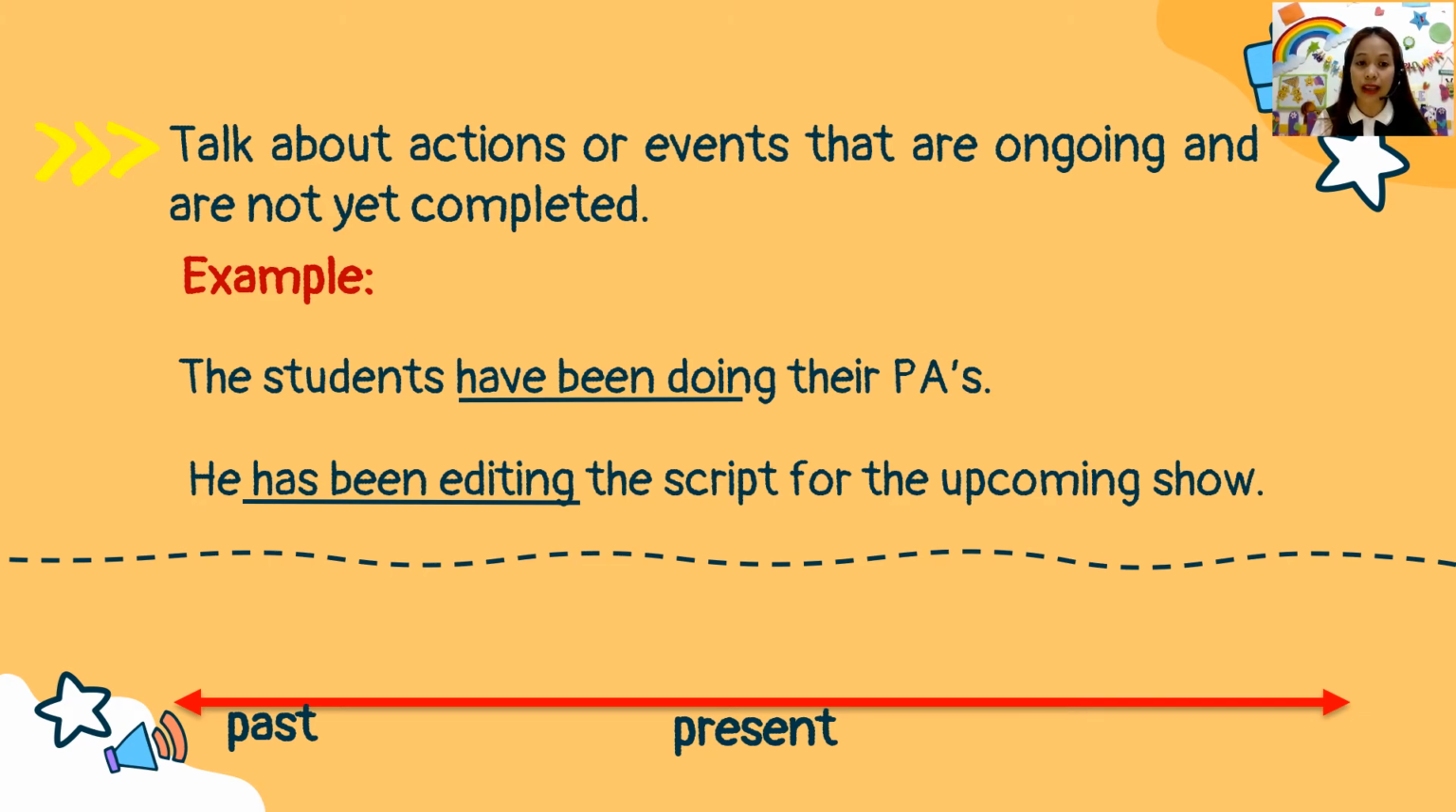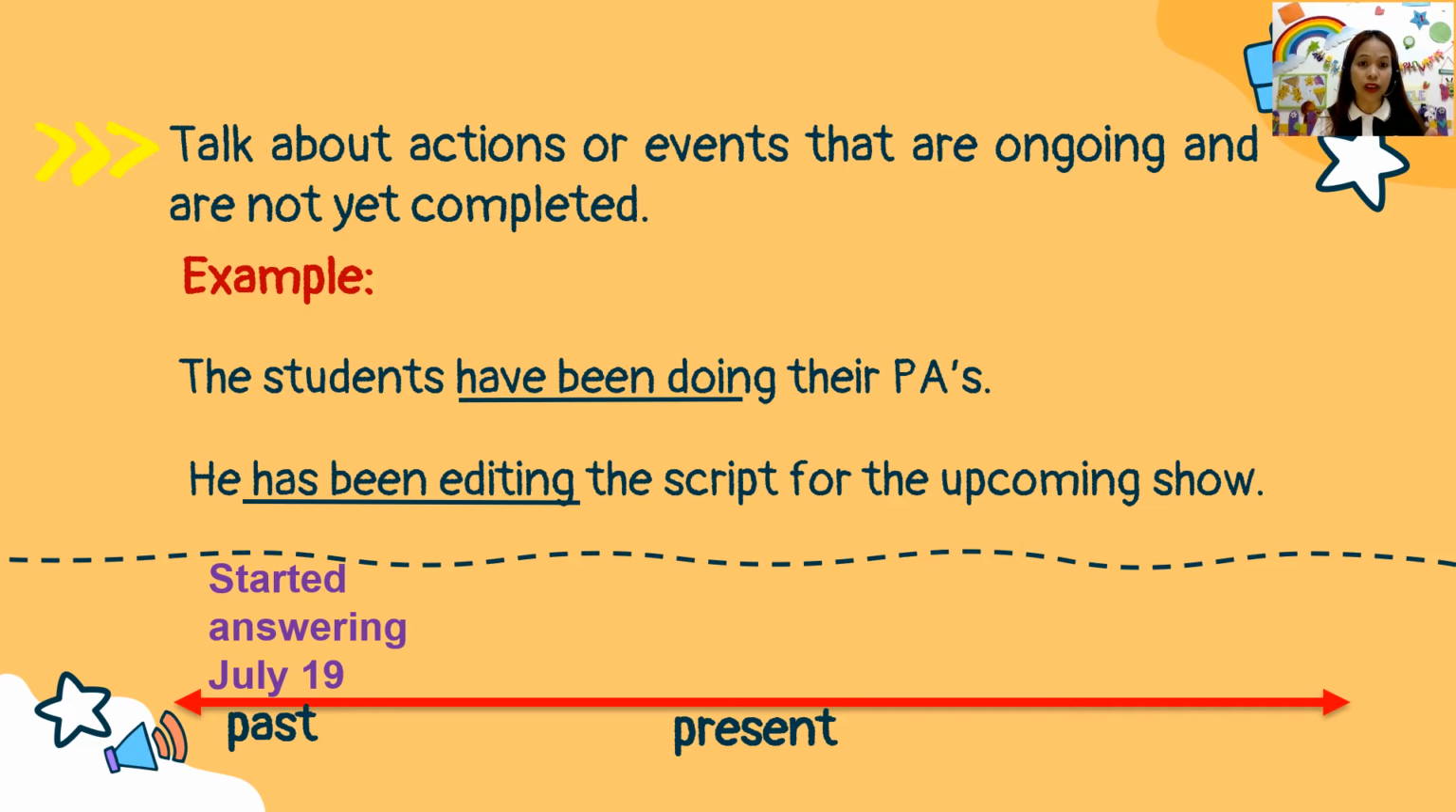So the subject is students in the first example. That is why, with a plural subject with s, you use have. For a singular subject, we use has. All right. So in the first example, you can relate to this example, right? For example, you started answering. Let's say the PAs was posted last July 18. So you started answering July 19, right?